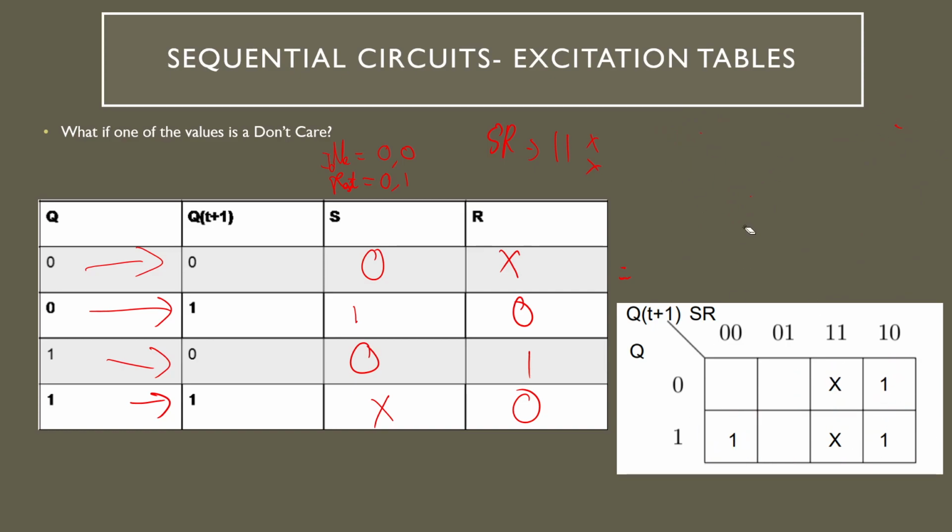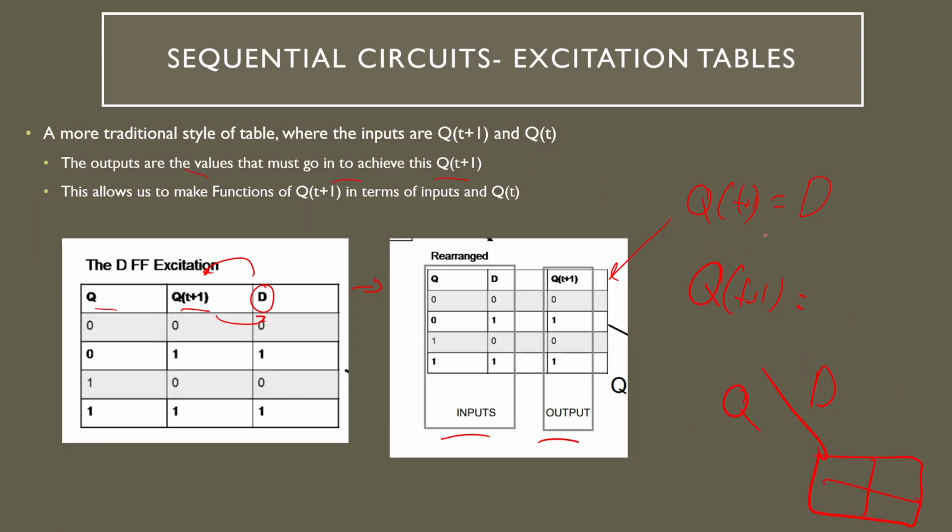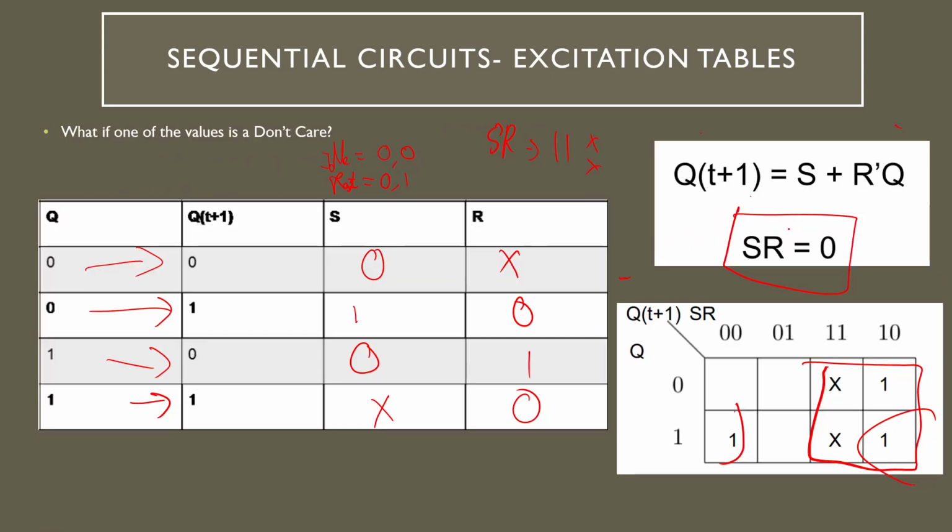And as I mentioned, the groups will be this group over here, this group over here. And once we get these groups, well, we can then figure out that Q of t plus 1 is S plus R complement Q with a special condition SR equal to 0. So this is an equation where SR is 0. And all these equations you see for Q of t plus 1 are all what's called characteristic equations.